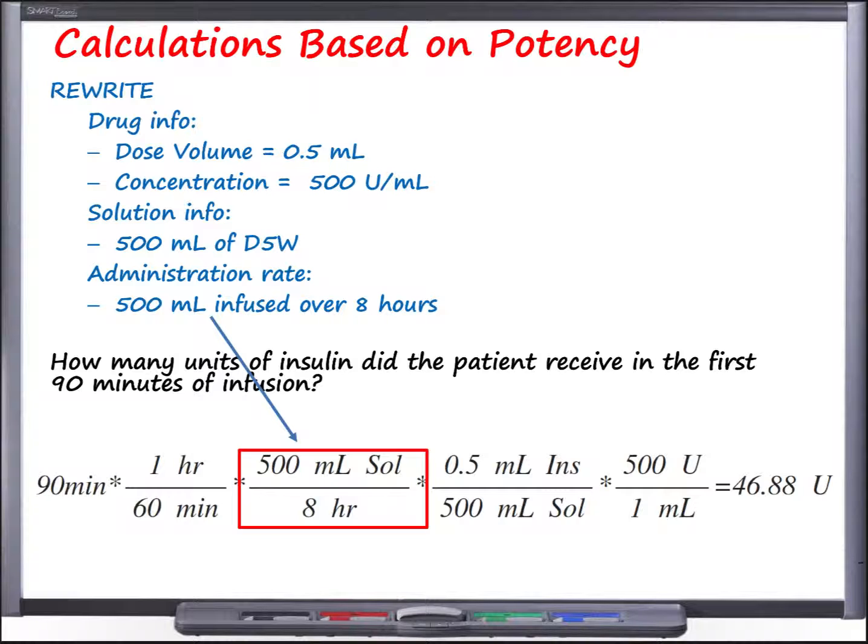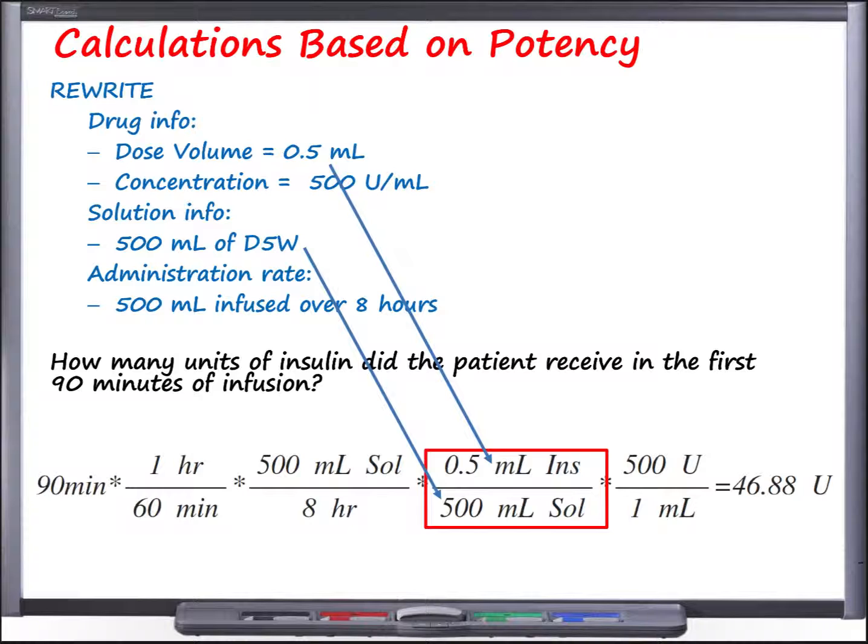So we're going to multiply it by what we know is the administration rate, and that's 500 milliliters of solution over 8 hours. Okay, so 500 mils over 8 hours, hours will cancel, and what we will know at this point is how many milliliters of solution will have been administered in this amount of time. Now, the next step is very important. We don't want to know how many mils of solution the patient gets. We want to know how much insulin.